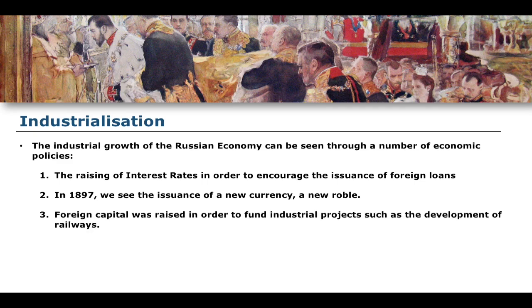We also see that foreign capital is raised in order to fund industrial projects. So the foreign capital, the foreign investment, the money that's coming from abroad, as a result partially of the interest rates, is being used to fund industrial projects. This is things like developing railways and developing industry. There was also a prioritization of heavy industry rather than light industry, so things like coal and steel and this kind of thing.